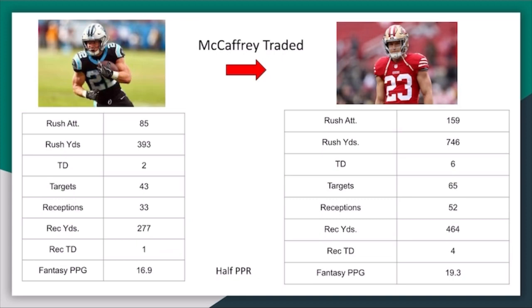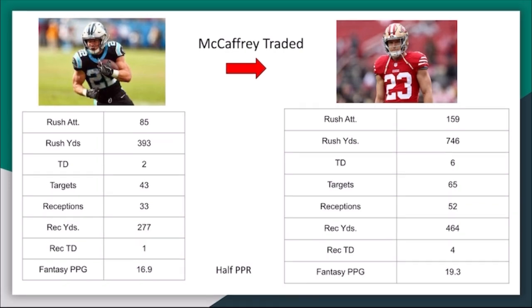Another example, we got Christian McCaffrey whenever he was with the Panthers. We got rushing attempts, rushing yards, touchdowns, targets, receptions, receiving yards, rushing and reception touchdowns. It comes out to fantasy points per game, which was 16.9. But if you look over, and this is half PPR, which is mainly what we play, and I prefer it, as you can see, he was like 2.5 fantasy points per game better with the 49ers.